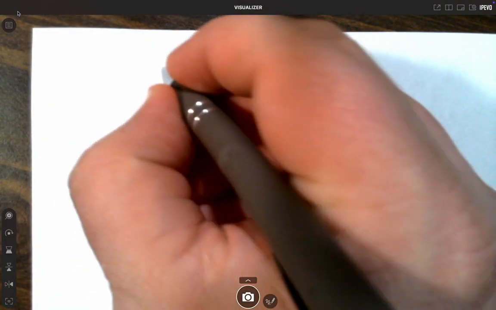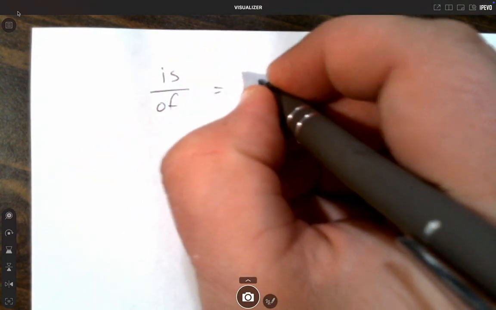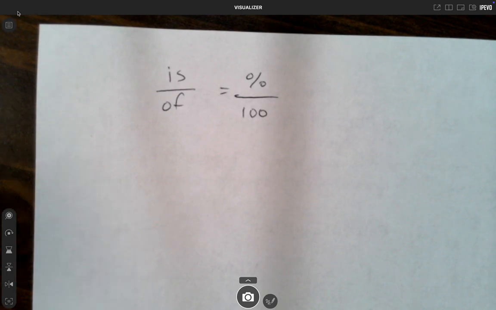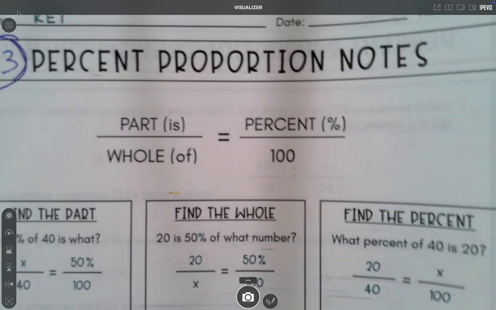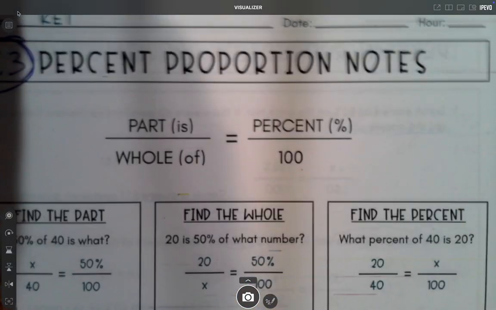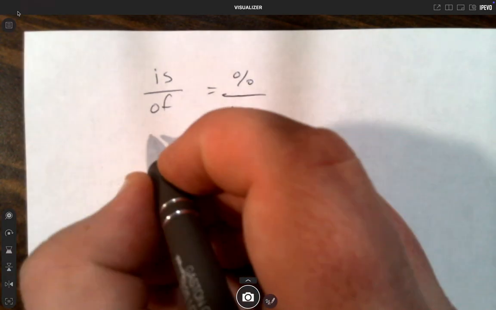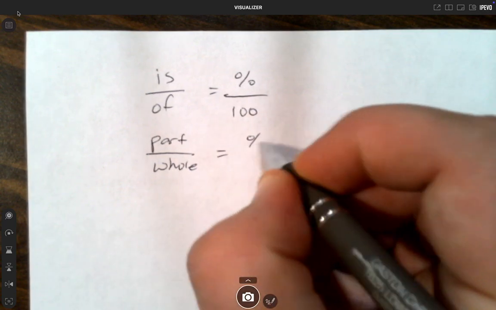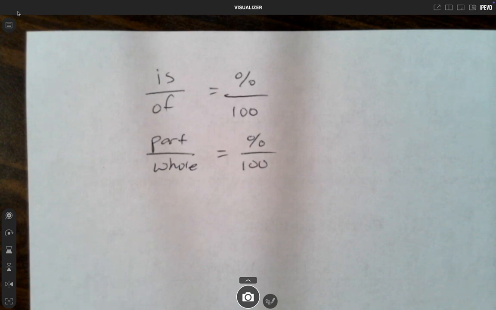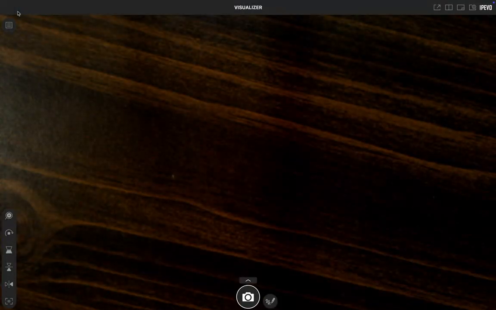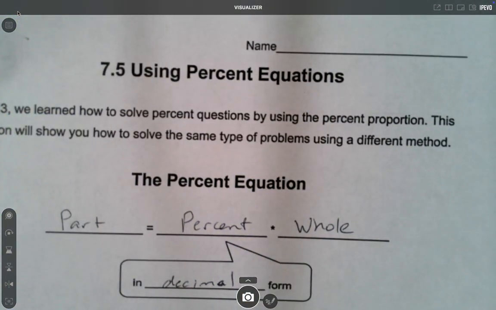So we started with is over of equals percent over 100. And I think even on the notes, I do have it right here. On the notes, I told you then that is is the same as the part, of is the same as the whole. So we can change that to part over whole equals percent over 100. Okay, so you can see how we're already moving towards what we have on the front page right here. Part equals percent times whole.